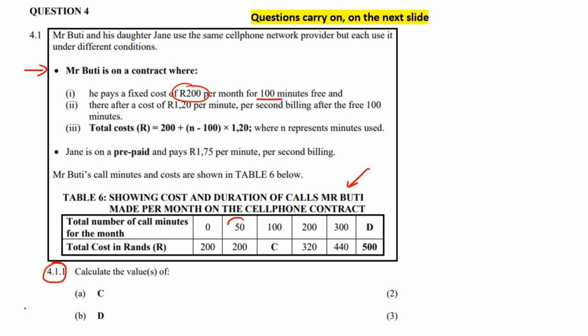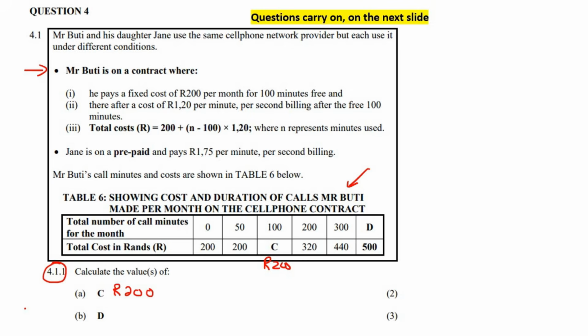So if he made 50 minutes of calling in that 1 month, then he's not going to pay any extra than the 200 Rand. Because remember, he pays 200 Rand, and with that, he gets 100 minutes for free. Now, what if he uses 100 minutes? Well, then he's still going to pay 200 Rand because he's allowed to use 100 minutes for free. It's only when he goes after the 100 minutes that he starts paying a little bit extra. So C will be 200 Rand as well.